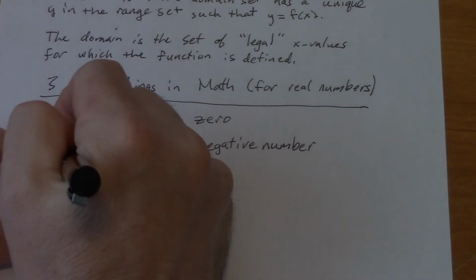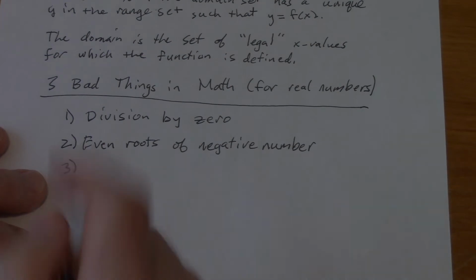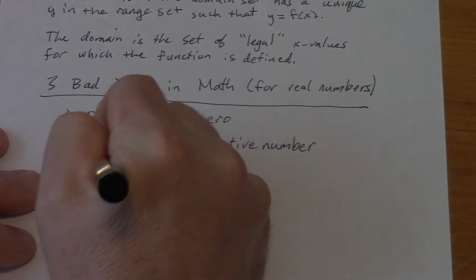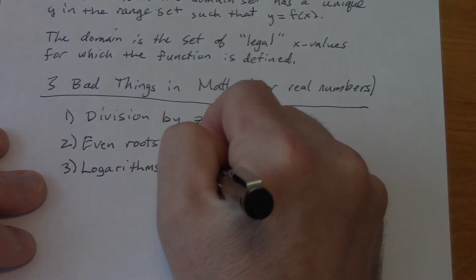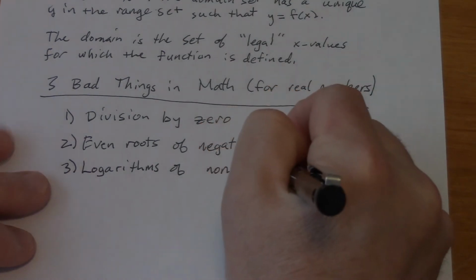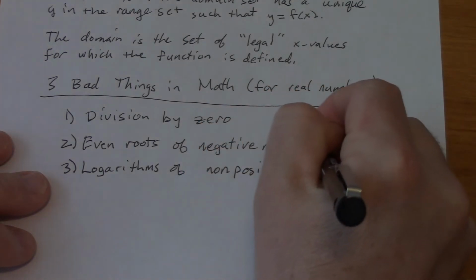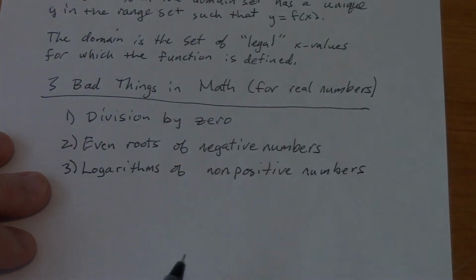Only even roots do. And then the last thing, something you probably learned more about last year: logarithms of non-positive numbers. What does non-positive mean? It means negative or zero. So the log of a negative number is actually like the square root of a negative number. It's a complex number. And the log of zero is kind of like division by zero.